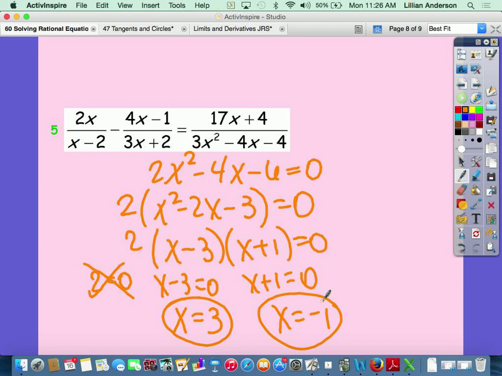You can do the quadratic formula, and you should get the same answer. Do they both work? Yes. When I plug in 3, what do I get? 5 equals 5. And when I plug in -1, I get -13 over 3 equals -13 over 3. So then they both work.